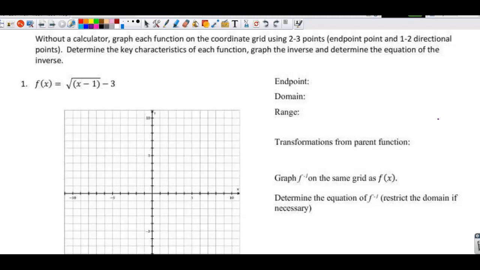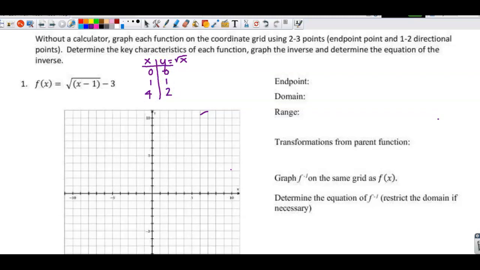It says without a calculator, graph each of the functions with 2 to 3 points, determine the key characteristics of the graph. So this is a square root function, and as we know, we've gone through this before. I'm just going to go ahead and do the parent function, y equals the square root of x, and we did 0, 1, and 4 are the x values we like. So that's 0, 1, and 2 are the y values we like.